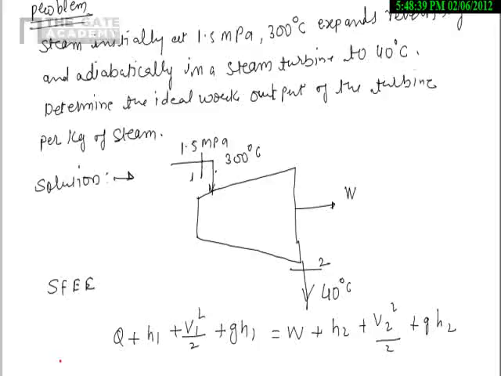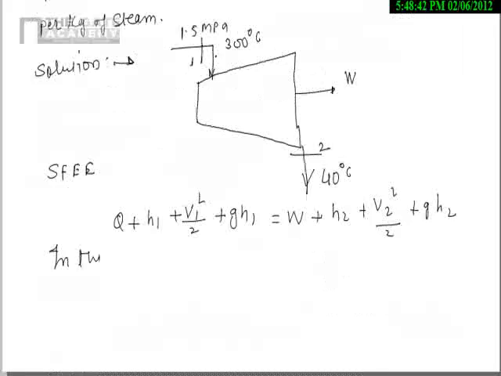So in this problem, the expansion is reversible adiabatic. Adiabatic means no heat exchange between systems, so Q is 0. It is a horizontal device, so the potential energy at inlet and outlet will be the same, gz1 equals gz2. Or suppose I am neglecting the other energy terms, and I am also neglecting the kinetic energy.